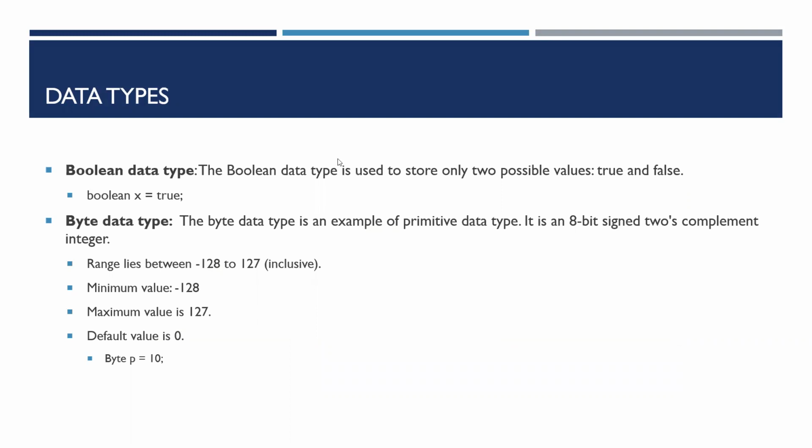So now here we have the exact definitions. The Boolean data type is used to store only two possible values. One is true and one is false. So this is how you declare a Boolean value. Boolean is the keyword, X is the variable name, equal to is the assignment operator, and the right-hand side is your value. It can be either true or false. That's it.